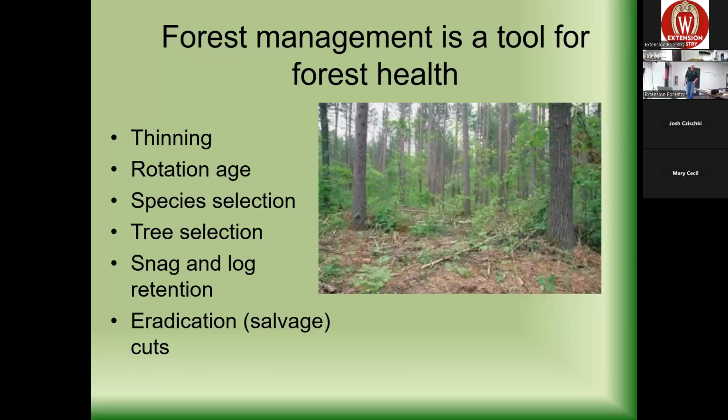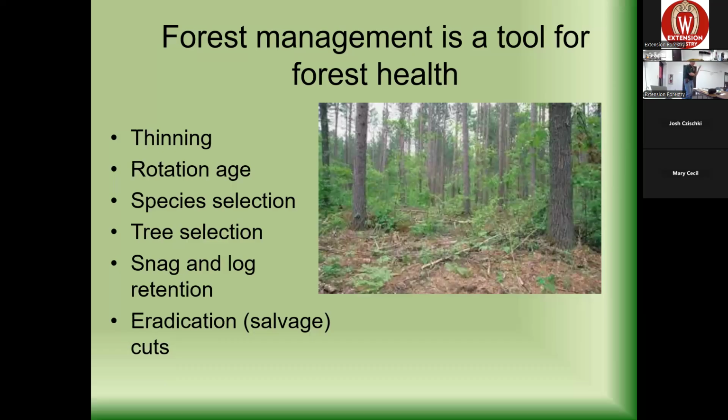So forest management is a tool that we have in our quiver to help forest health and make sure that our trees stay healthy. And we do that through periodic thinnings if the species demands that. We don't thin aspen stands generally. But if you have a hardwood stand or a pine plantation, as we talked about, periodic thinnings is going to keep your forest healthy. Thinking about rotation age, go back to that aspen.